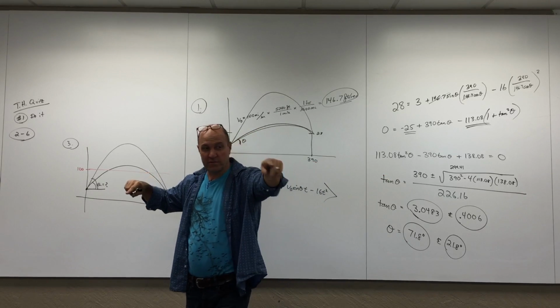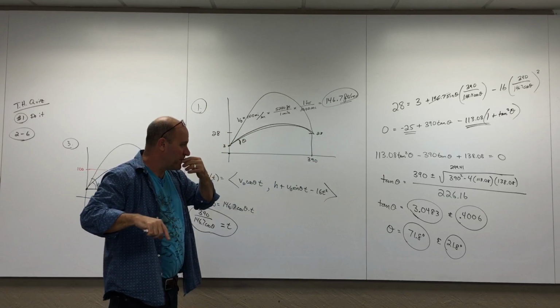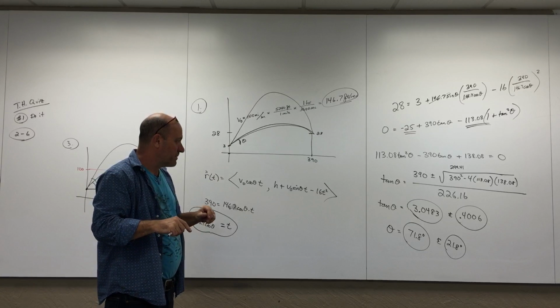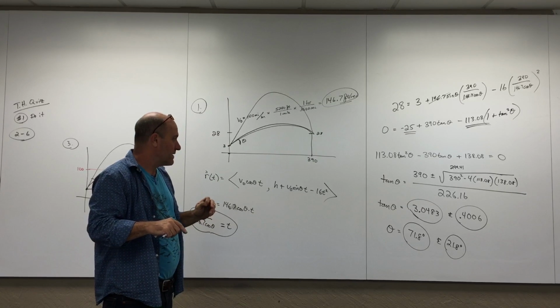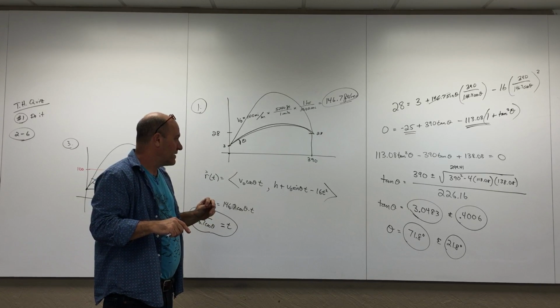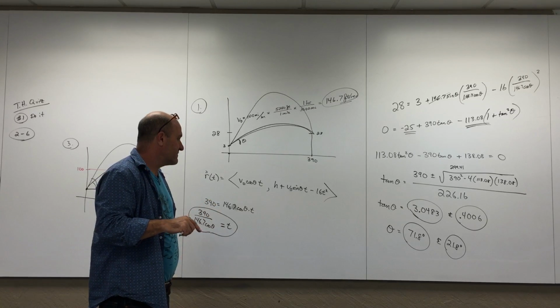Oh, go ahead, what do you want to say? Figured out what I was doing wrong. Okay. It's not a plus minus there between 3.0483 and 0.40057. That's an and. Right.